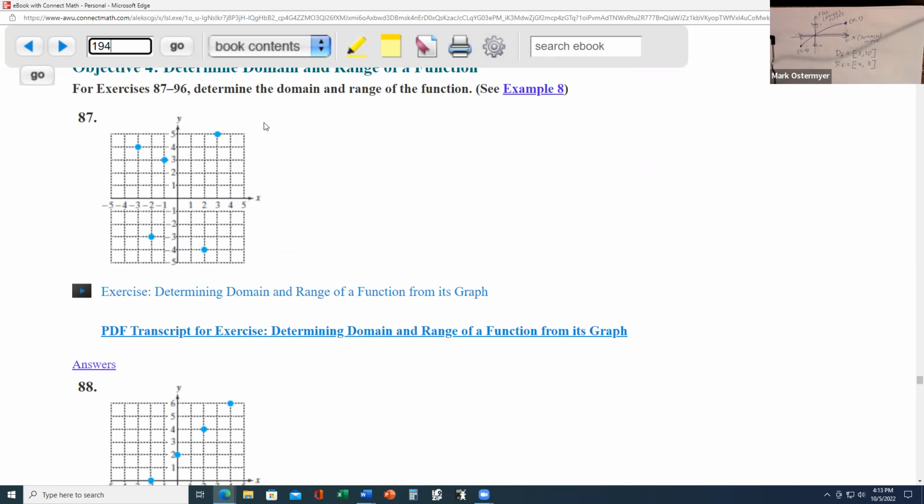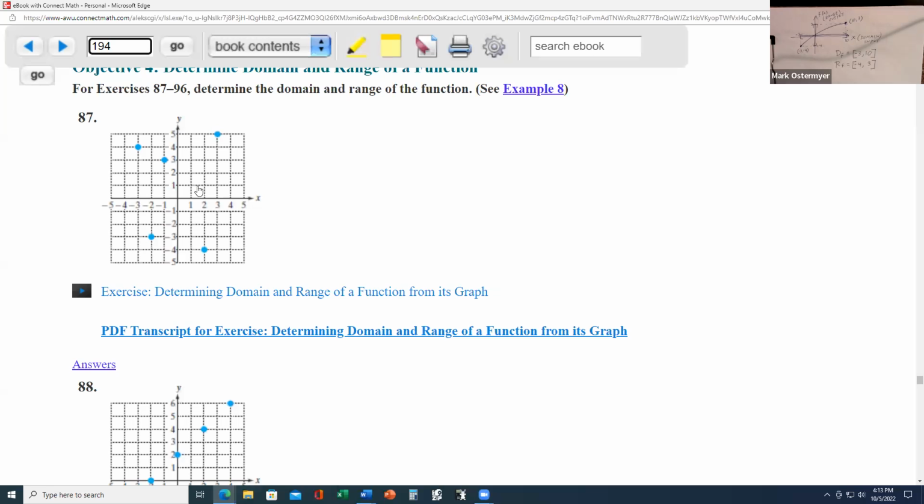All right, problem number 87, ladies and gentlemen. What would be the domain for this function? Notice this function, which is the plotting of these finite blue points here. The graph would pass the vertical line test because nowhere could you put a vertical line anywhere in a plane and strike more than one of these points at a time. So it is a function.